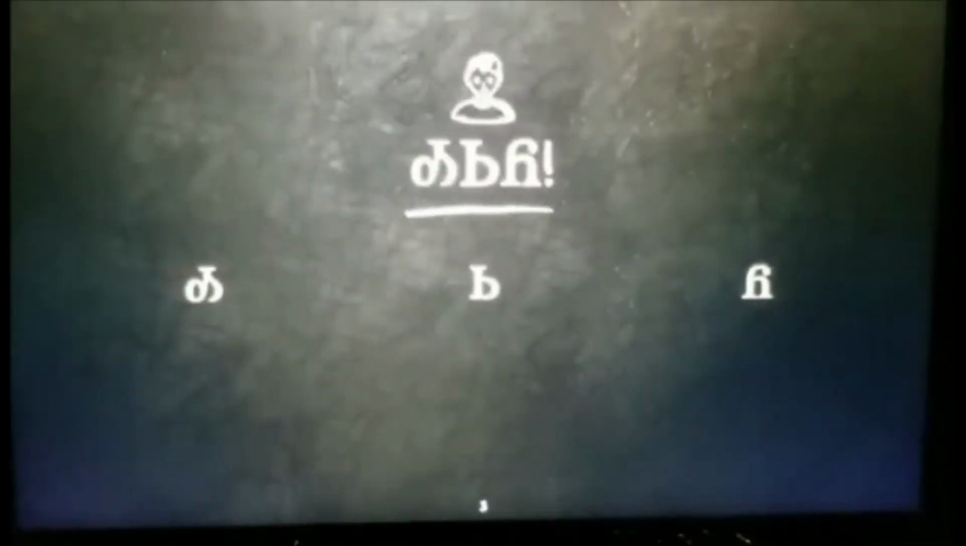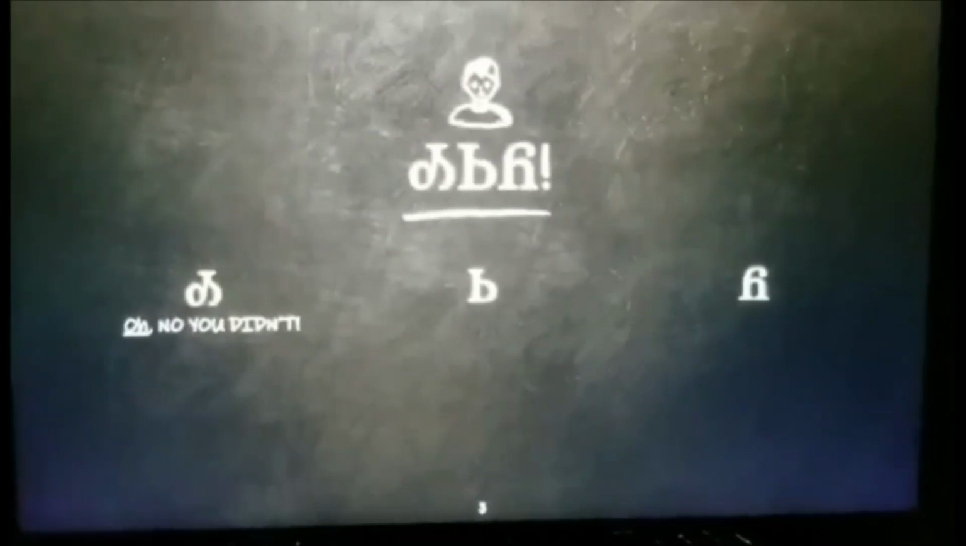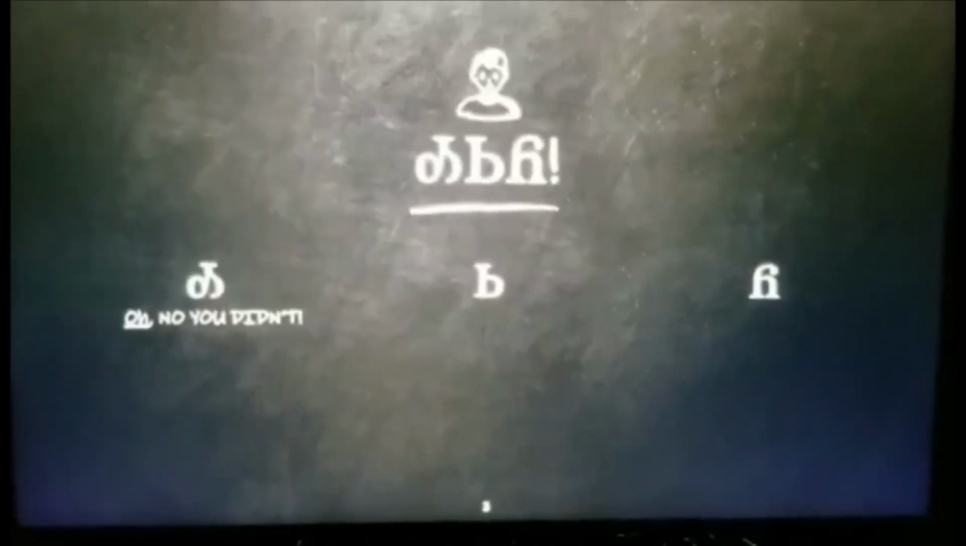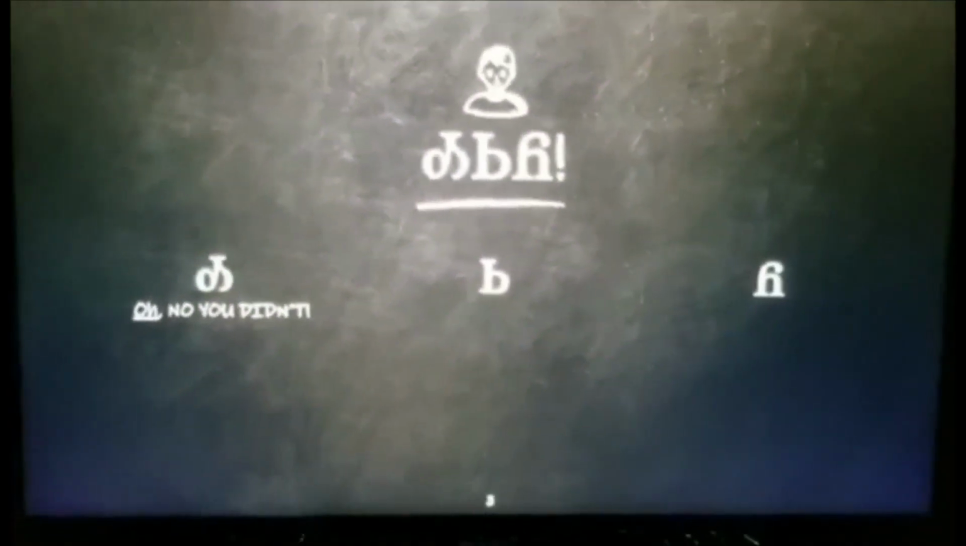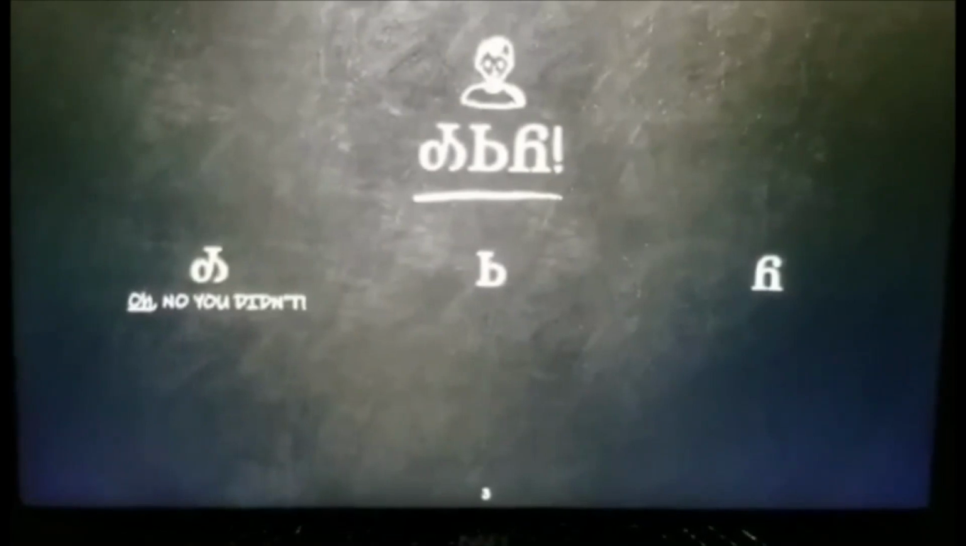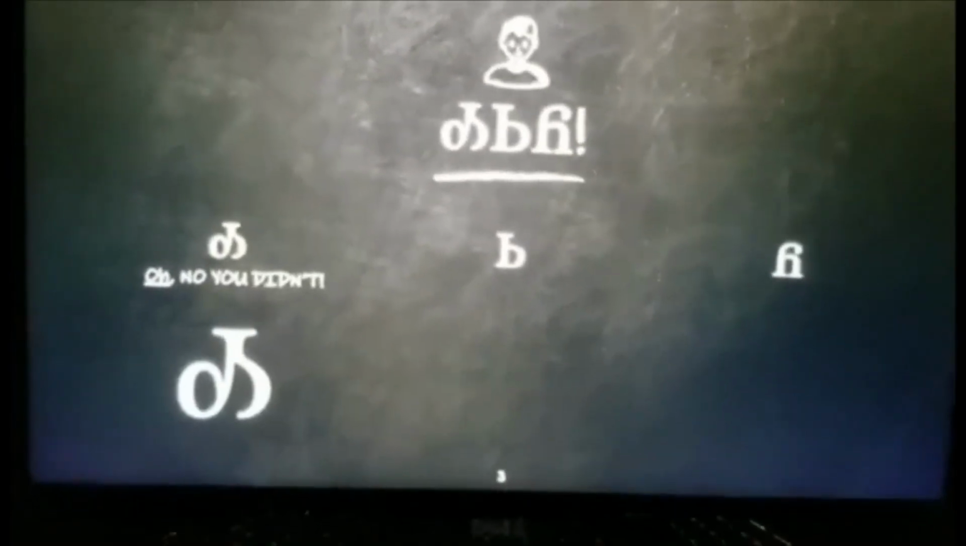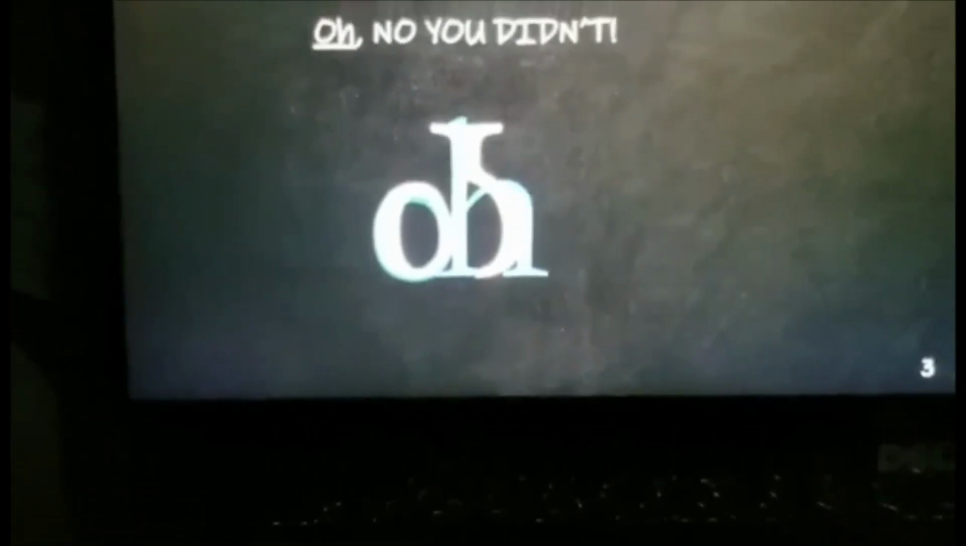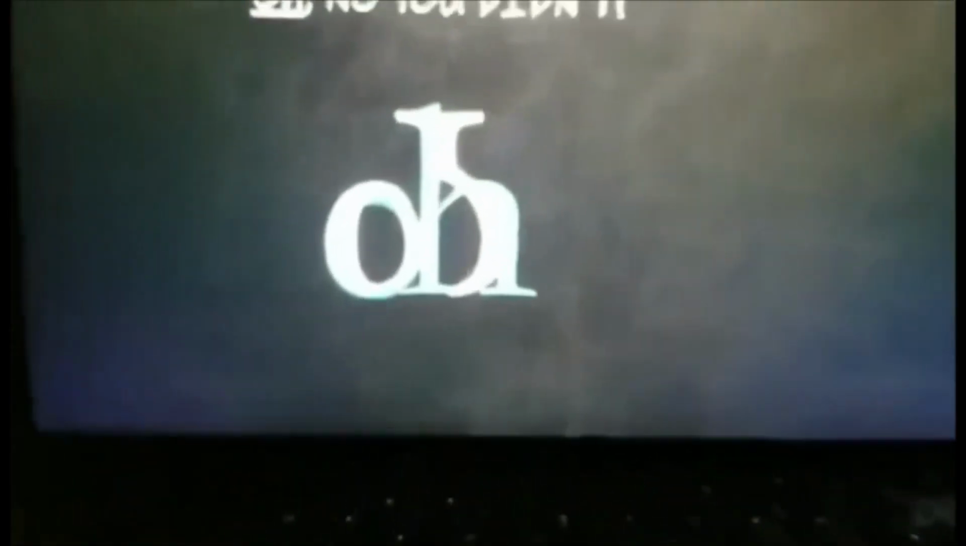Let's see here, sorry. Okay, so this is how I remember. I always think, oh, no, you didn't. So the reason why I picked O for O is because if you look closely, the word O is actually in the syllabary. That's what I always think. I'm like, oh, it's kind of hidden in there. Let's see if you can see that. See that?